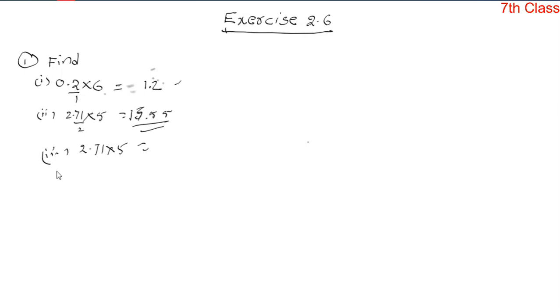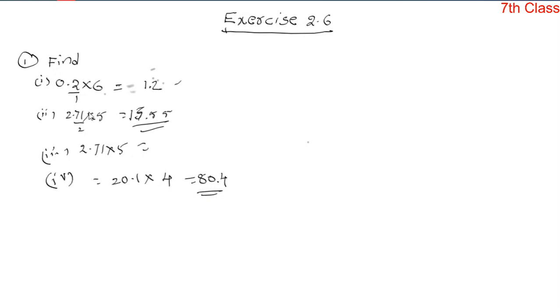Now the fourth one is 20.1 into 4. Ignore the decimal point and multiply them as whole numbers. 4 ones are 4, 4 zeros 0, 4 twos 8, 804. How many digits are there in the decimal part? Only 1. Count 1 digit and put the decimal point.